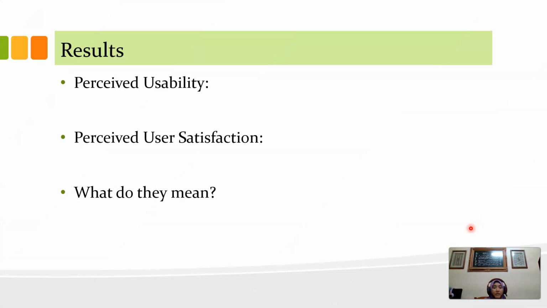Okay, so at the end of the exercise, you need to answer these kinds of questions to get the results. What is the perceived usability towards the website UiTM Cawangan Johor? And then what is the perceived user satisfaction toward the website UiTM Cawangan Johor? And then why do you get the result?